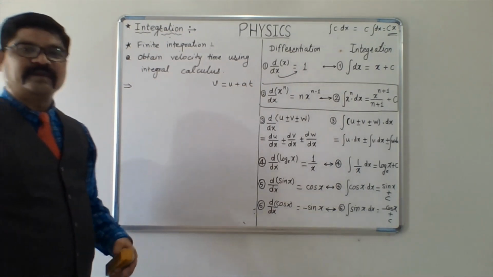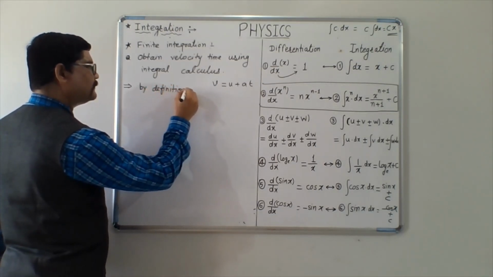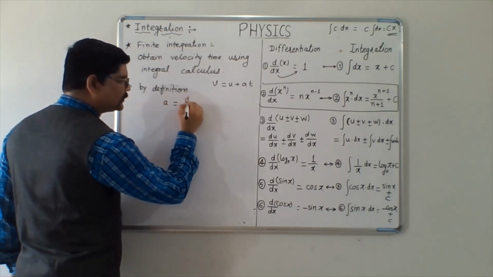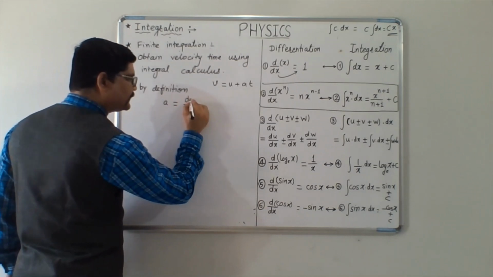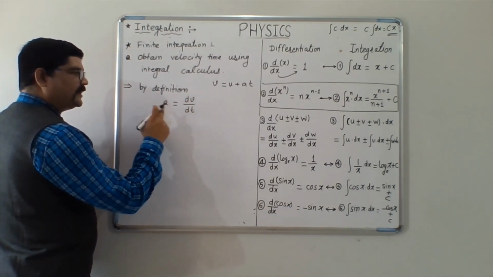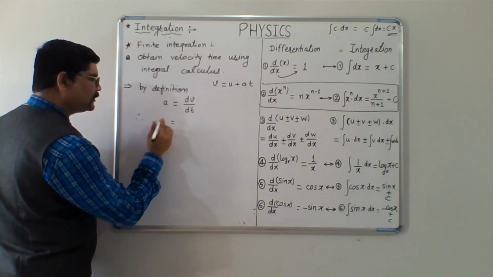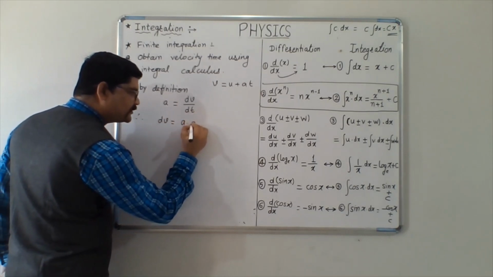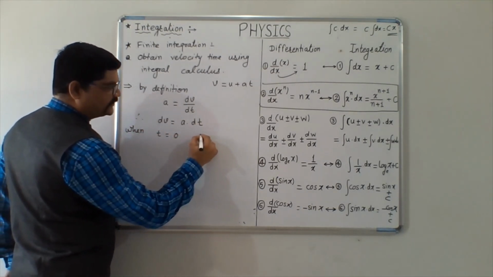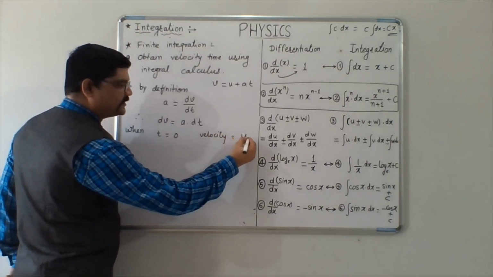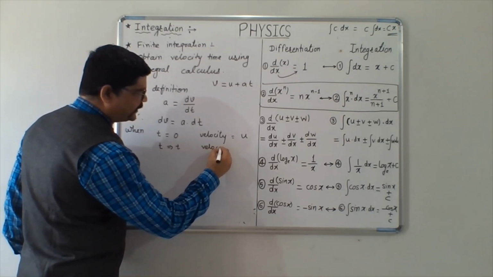Now, how to obtain this relation using integral calculus? It is simple. By definition, acceleration a is equal to dv by dt, change in velocity upon time. So clearly, dv is equal to a into dt. Now when time t is equal to 0, we have velocity equal to initial velocity u, and when time t is equal to t, we have velocity as the final velocity v.